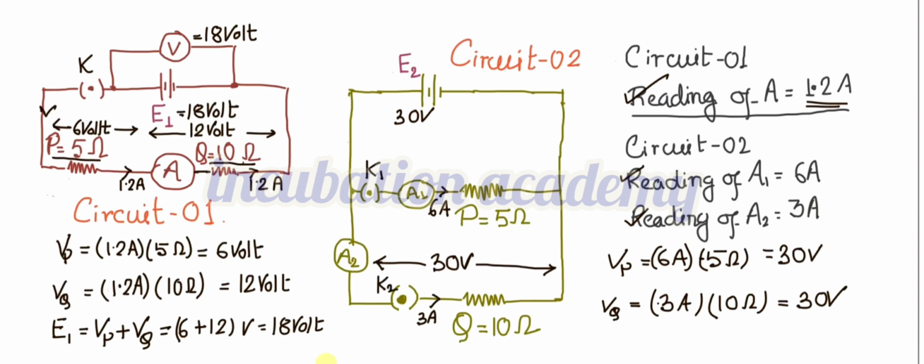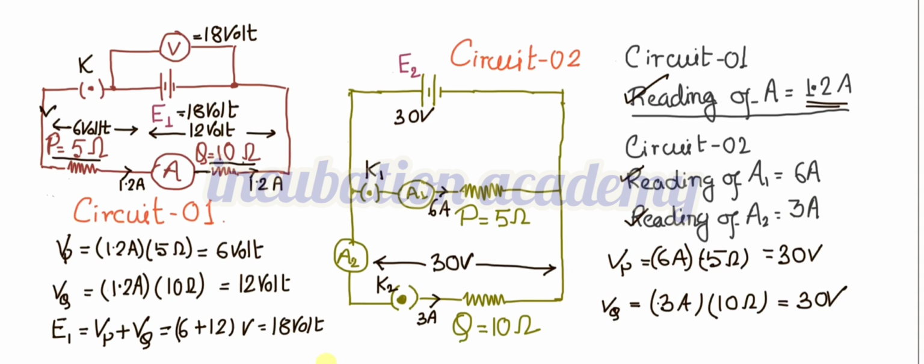So when the key K1 is plugged in, when this circuit is in operating mode, 6 ampere current flows through the 5 ohm, and the potential drop across it is 30 volt. 3 ampere current flows through this capital Q, 10 ohm. The potential drop across it is 30 volt. These two are connected in parallel combination, and the potential drop across them is the same. And since capital E2 is connected in parallel to it, the potential drop across it is also 30 volt. That means E2, the EMF of the cell connected in circuit 2, is 30 volt.